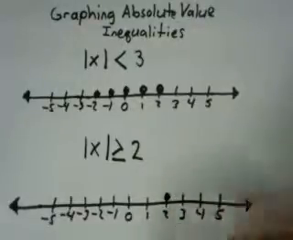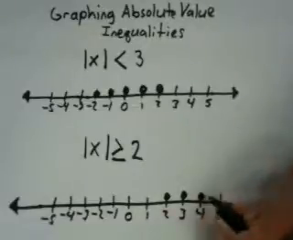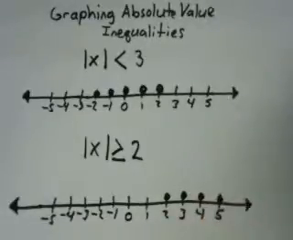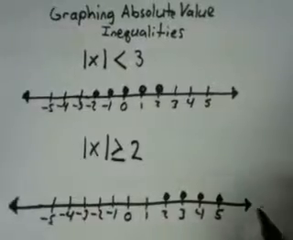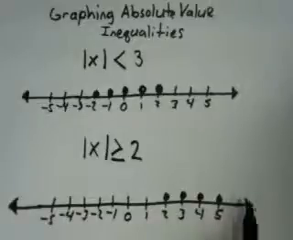3? 3 is greater than 2. Same thing with 4. And 5. And so on and so forth forever. That's why we have this arrow out here. So you'll actually have to mark that it goes on forever in this direction. So we know that.